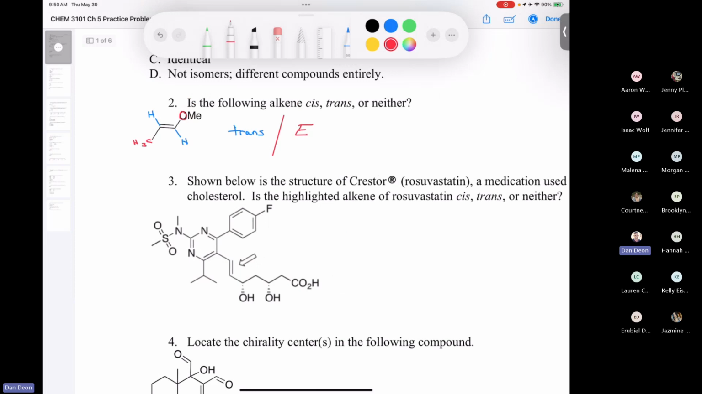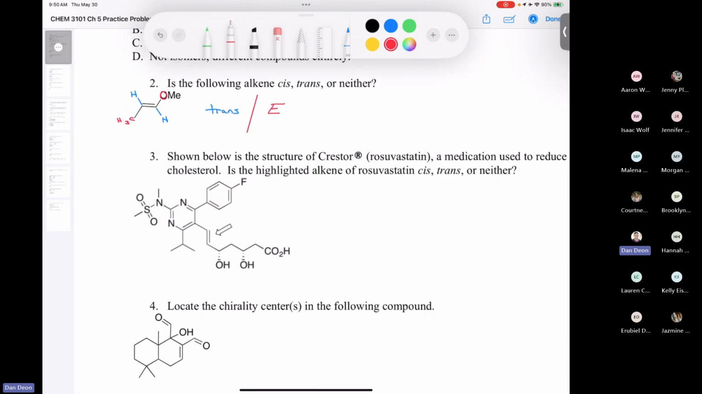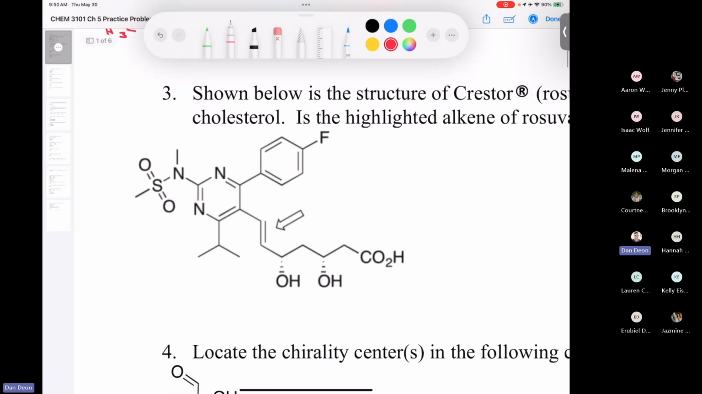All right, let's take a look at the next one. It's in the same vein. This is a big molecule, Crestor. It's used to reduce cholesterol, and it's just asking you, based off of this double bond, is it cis, trans, or neither? And hopefully you can see that you have a hydrogen atom coming up here, and you have another one going down here. So those are on opposite sides of the double bond. And so this would be a trans compound.